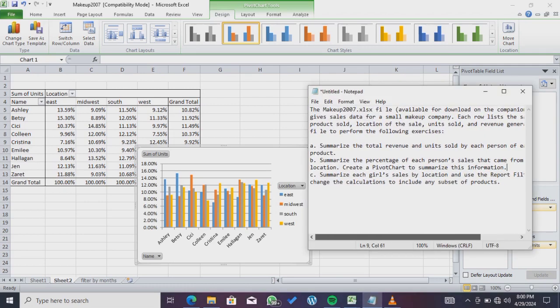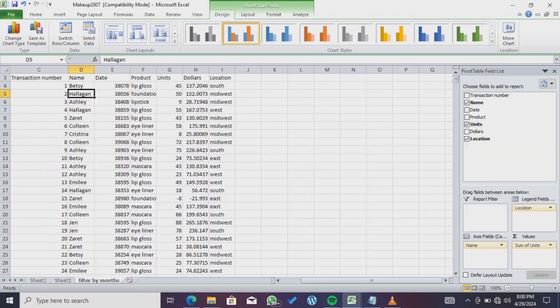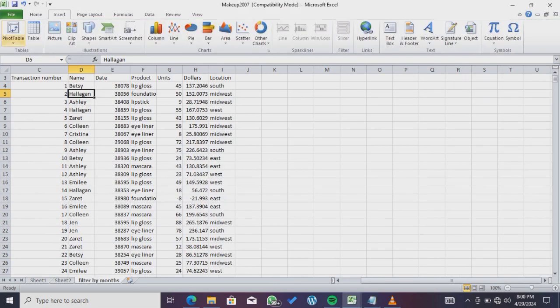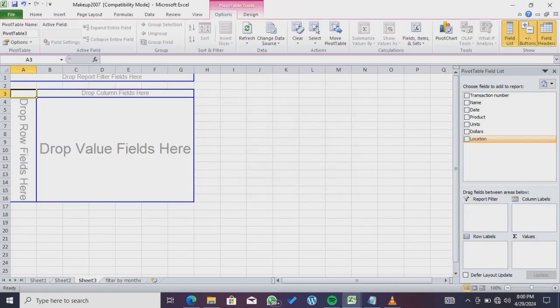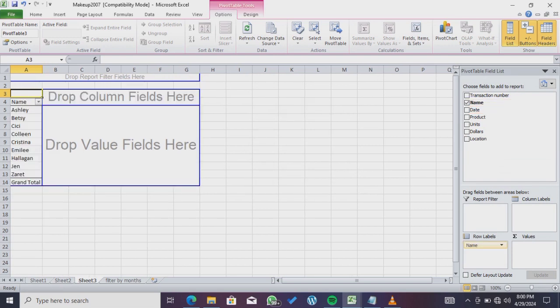C says summarize each girl's sales by location and use report filter to change the calculation to include any subset of the product. That one is very easy to do. What you want to do is, as usual, create a pivot table. Each girl's sales. I think they are all girls, right? Yeah, they are all girls. I was thinking whether there would be a gender section here, but since they are all girls, we'll use only the name.